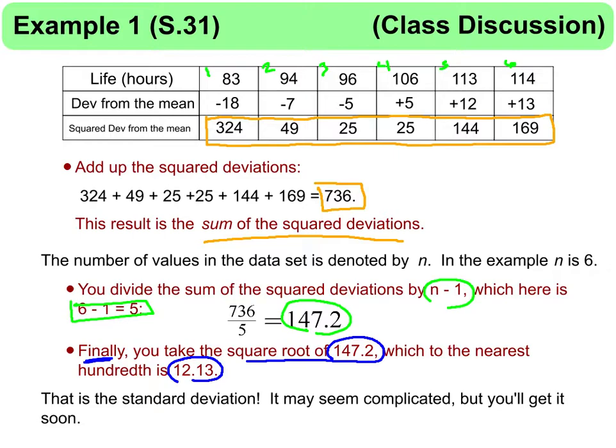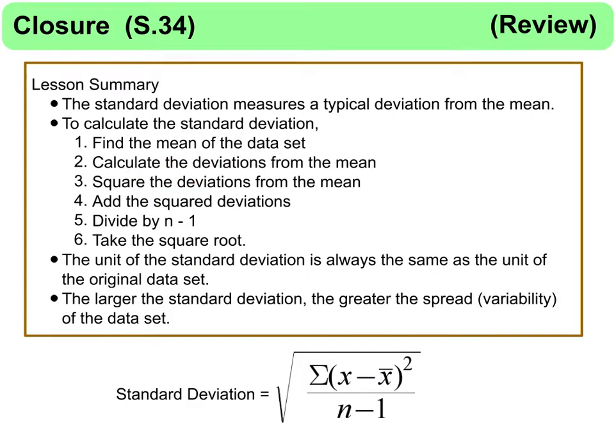To sum up the standard deviation, we have the lesson summary, and it calculates at steps 1 through 6. And so again, we say number 1, find the mean of the data set. 2, calculate the deviations from the mean. 3, square the deviations. Number 4, add up all those deviations and then divide by n minus 1, where n is the number of values that you have, and then take the square root. These are the steps that in Algebra 1 we're expecting the students to take.